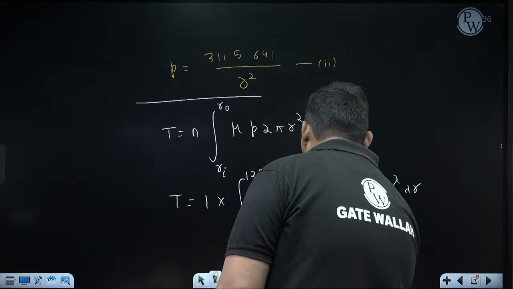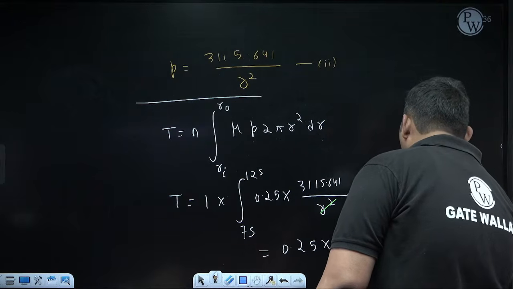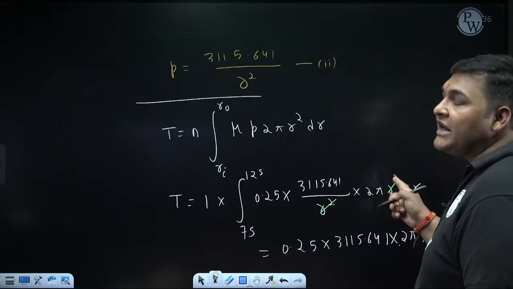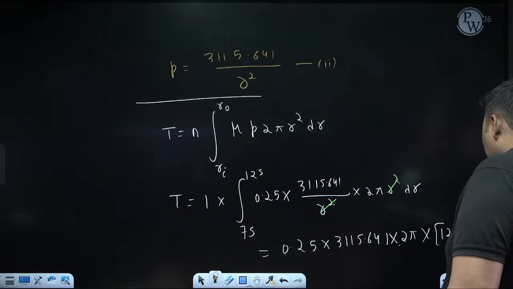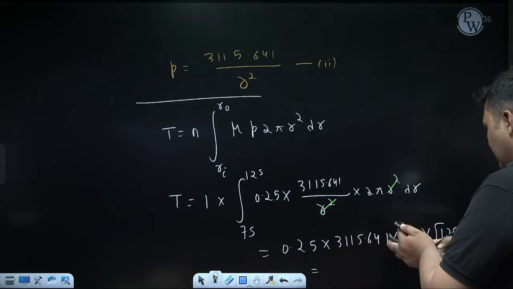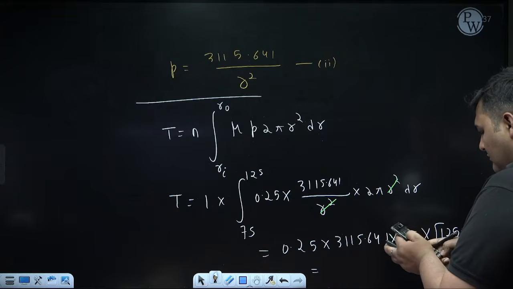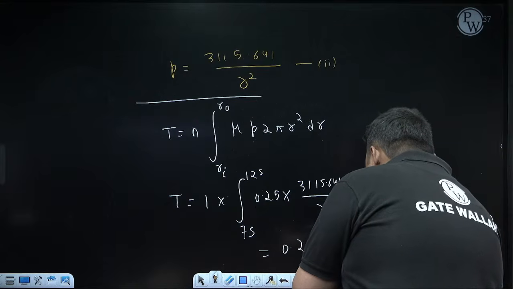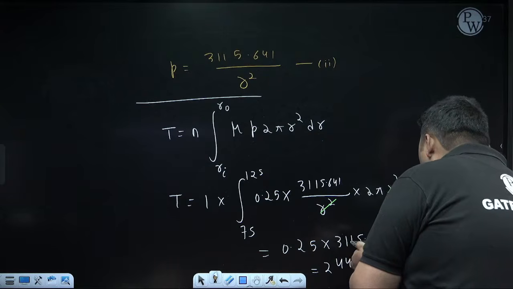0.25 is constant, it will come outside integration. 3115.641 will also come outside integration. 2 pi will also come outside integration. So inside it will be only dr. Now integration of dr is R. In R, if you put the upper limit, it is 125, minus the lower limit, it is 75. So how much is it coming, calculation is your part, na? Is it coming 244,701.872 Newton mm, because we have taken force in Newton, dimension in mm.